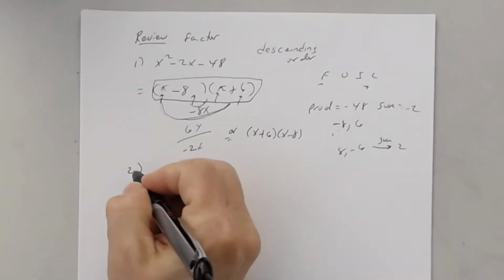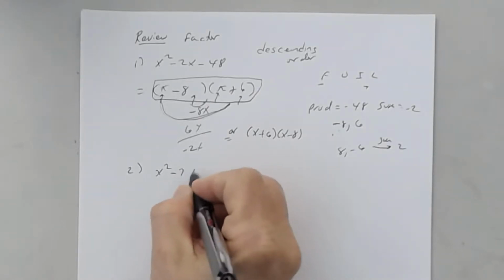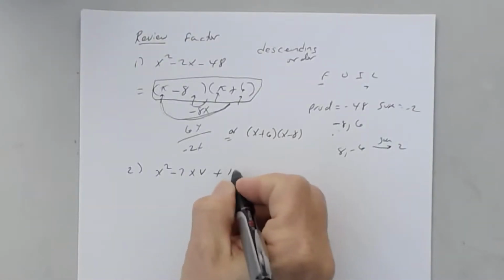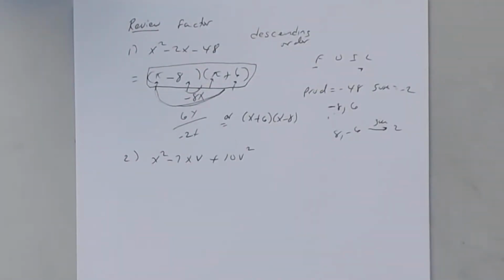Number 2, suppose you had this one, x squared minus 7xy plus 10y squared. Now this time you have two variables. So one of the worksheets you have to turn in today involved two variables. Remember that? Okay, so that's one of the worksheets you have to turn in. It involved two variables.